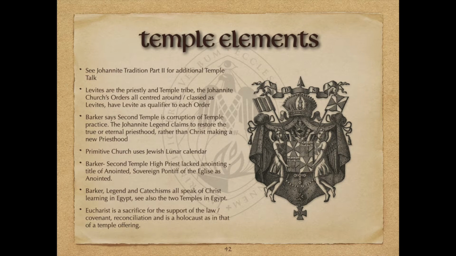So I alluded to and promised earlier that we would take a quick exploration of temple elements as found in the Eucharist of the primitive church and the primitive church itself. And we're going to take a quick run through that now.